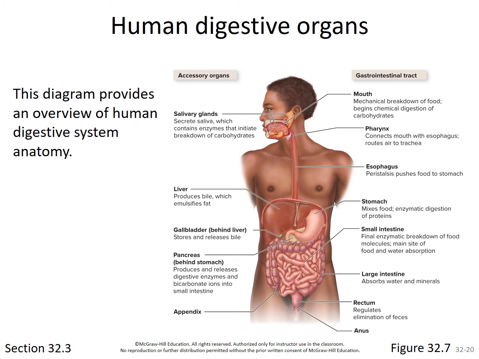So this diagram shows an overview of human digestive system anatomy. We're going to be taking a look at each of these different structures as we go on through the PowerPoint, so I'm not going to go through this entire thing. So as we see this in slides, we'll be covering all of this information.